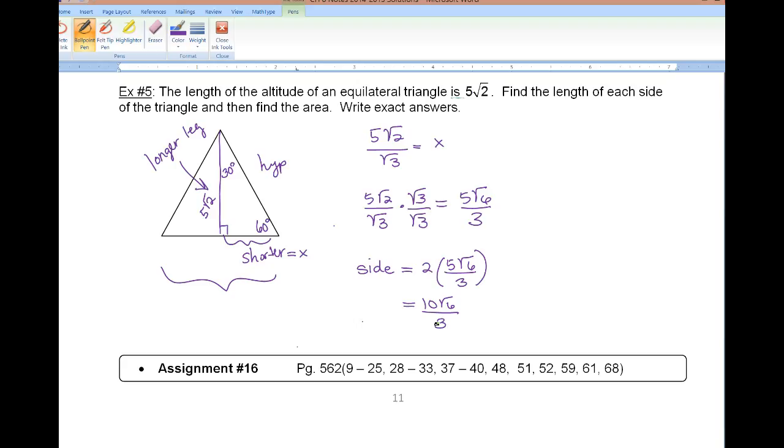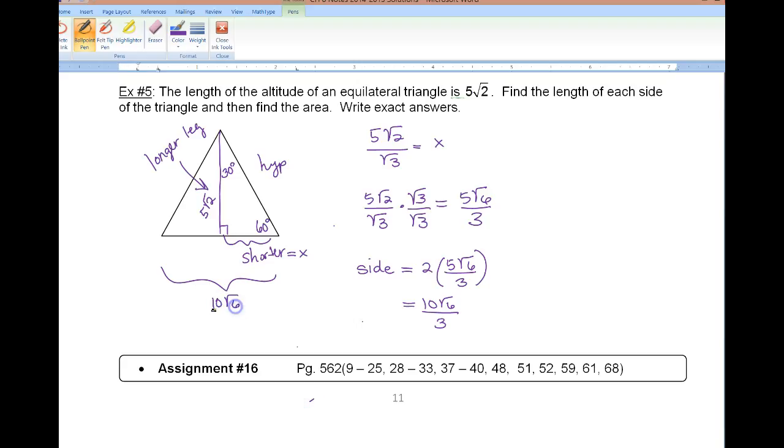Take the longer leg, divide by root 3, rationalize. You should get 5 root 6 over 3. That's this piece. To find the side, we're just going to double that, because remember, this is an equilateral triangle. The shorter leg is half of the side. So if we multiply this by 2, remember, whenever you multiply fractions, picture this as 2 over 1, and you multiply the top numbers, multiply the bottom numbers. So you get 10 root 6 over 3. That's the length of each side.